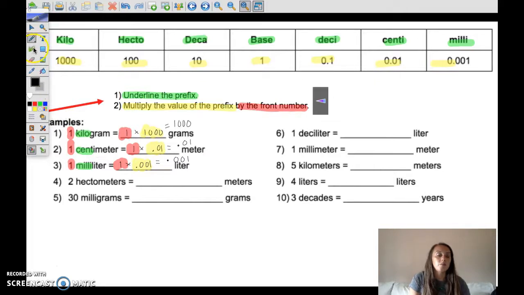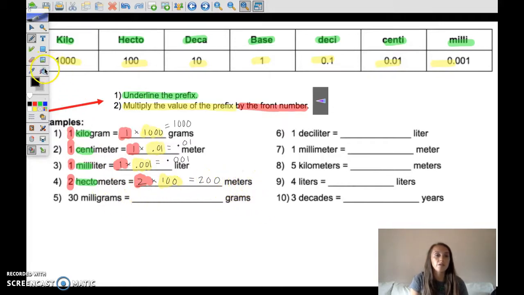Now we're going to get into front numbers that are not equal to 1, but it's the same process. The first step I'm going to do is underline my prefix, which in this case is hecto, because it's a word I can reference at the top of my screen. Then I see that my front number is 2. So I'm going to take my front number and multiply it by the value of hecto, which according to my reference chart above is 100. So 2 times 100 is 200. So 2 hectometers is 200 meters.